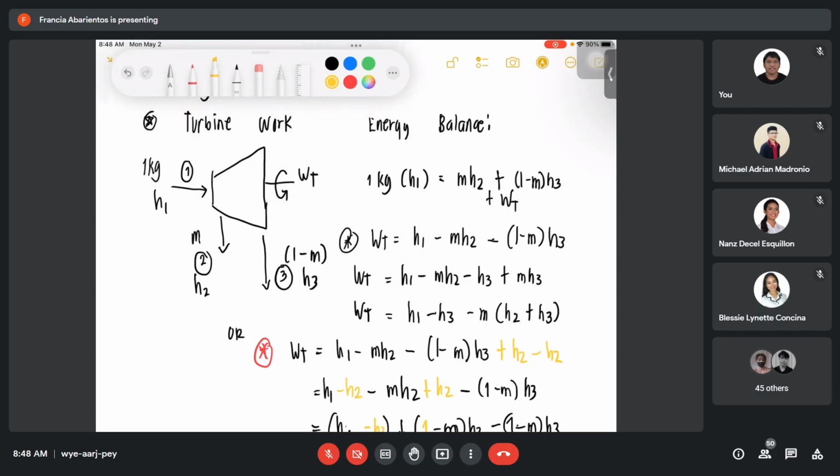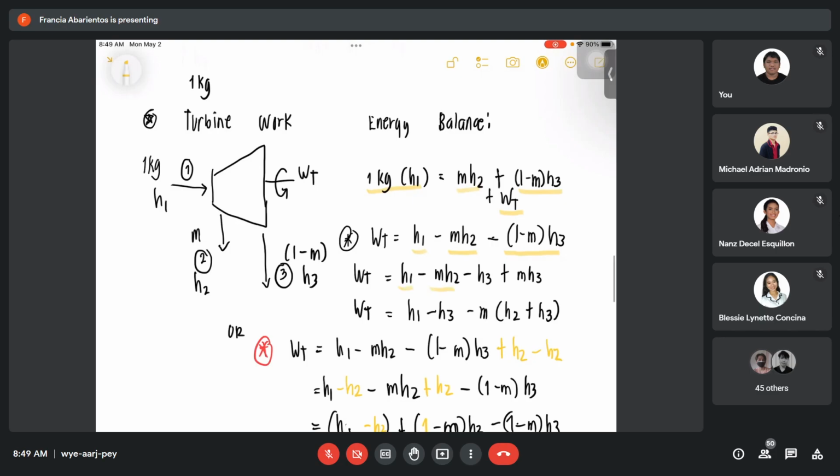Okay? In 1 kilogram, so entering from the turbine, we have 1 kilogram. This is now our consideration. And the extracted and the bled steam, we have the mH2 and the (1 minus m)H2. And the energy leaving the system, we have now the work of the turbine. In simplification, the work of the turbine now is equal to H1 minus mH2 minus H1 mH2 minus (1 minus m)H3.